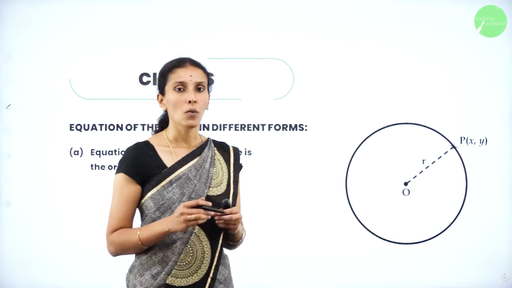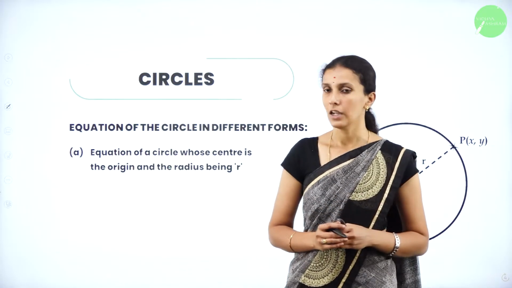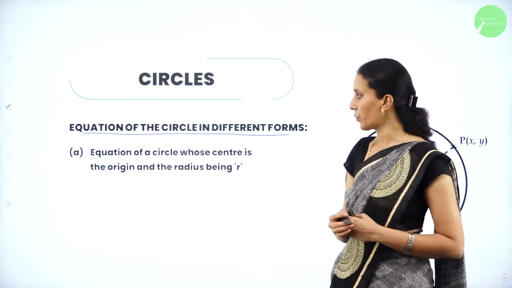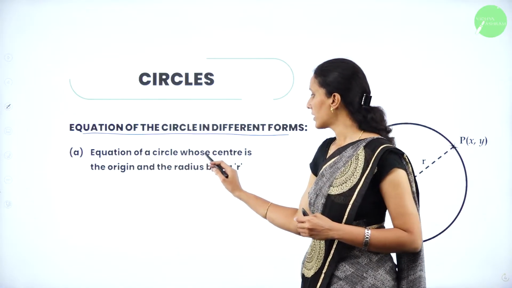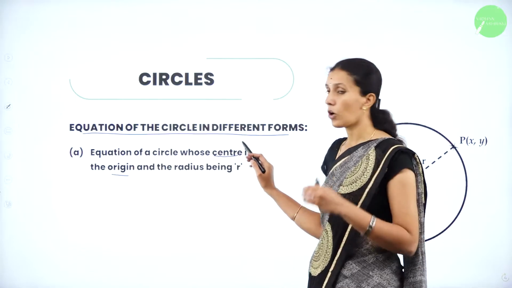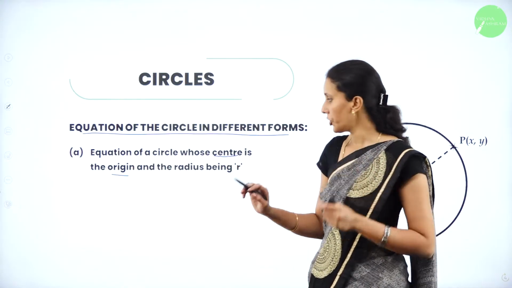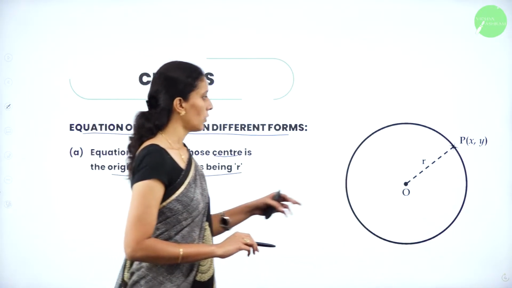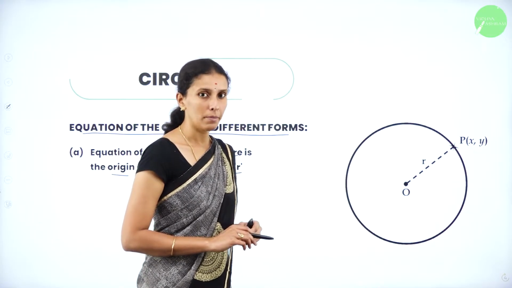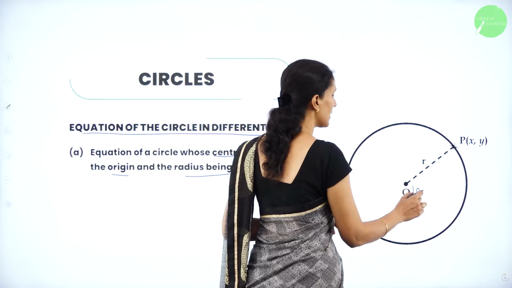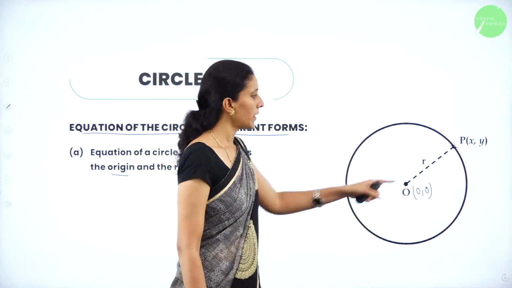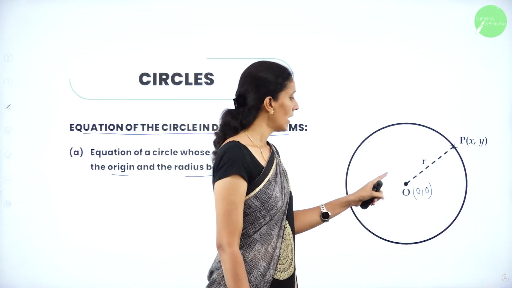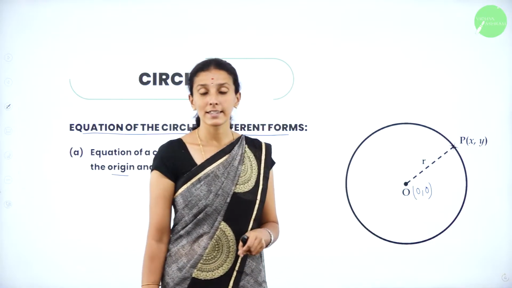Now, let us see what is the equation of a circle. First, let us see the equation of the circle in different forms. The very first one is the equation of the circle whose center is the origin. That is, the center or the fixed point of the circle is the origin and the radius being r. So let the radius of the circle be r. We know the origin is represented by O and its coordinate is always 0, 0. Let P be any point on the circle, x, y is the coordinate of the point P. I have taken the distance of the radius as r.